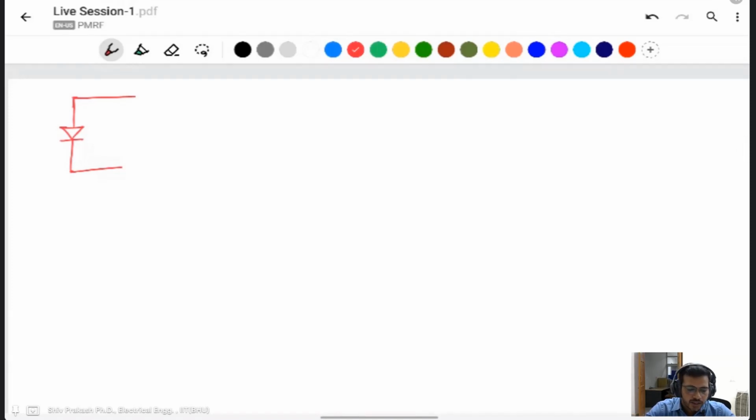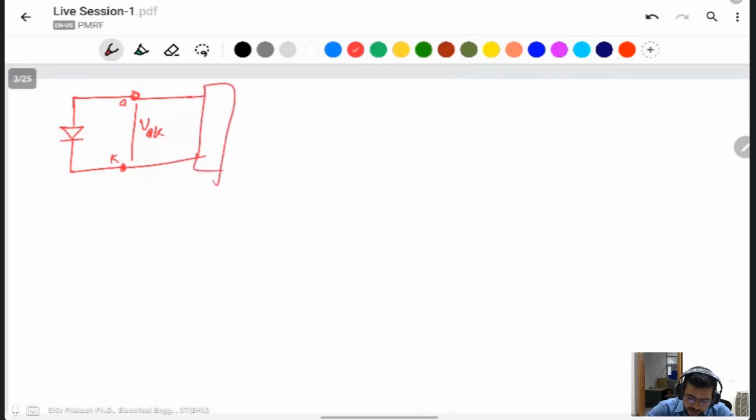When sunlight reaches the panel, it reduces the depletion layer and makes a depletion layer, and voltage will be developed there. That is used as a source. This is the anode of the diode and this is the cathode, VAK, you know very well. This is the circuit for a diode, and this is the current for the diode.